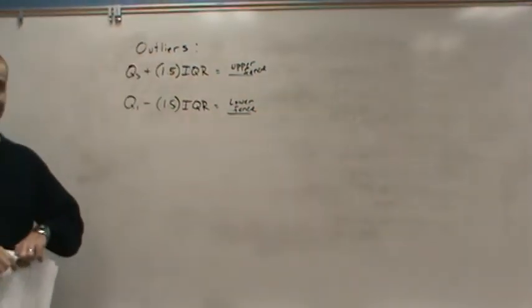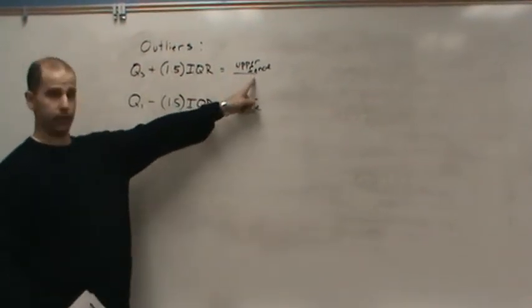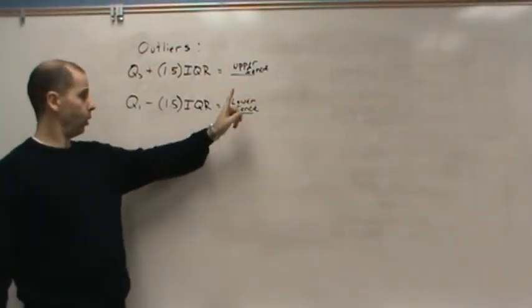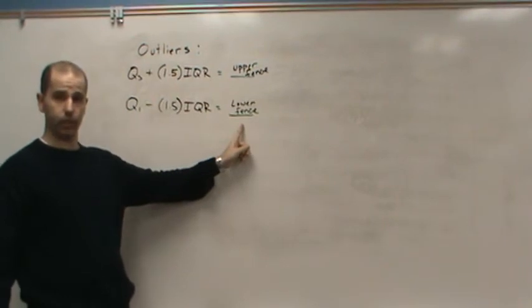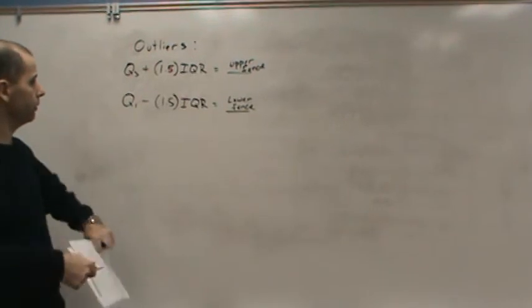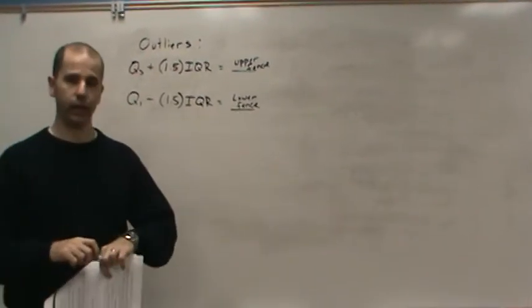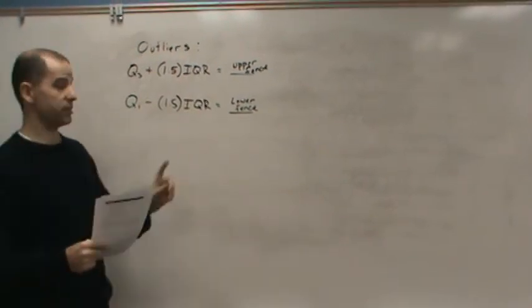So what does that mean? It means any values that fall above this number or below this number are outliers. Okay? I hope that makes sense. So again, any values in the data set.